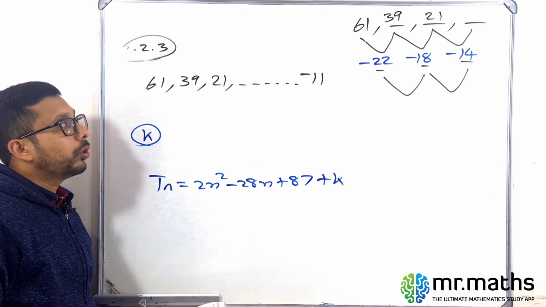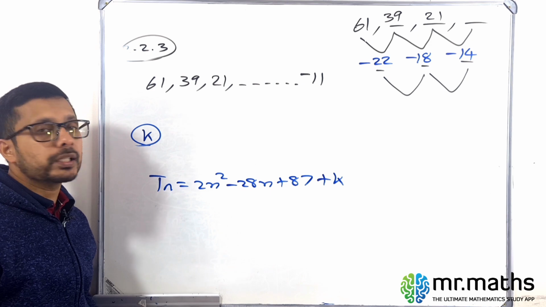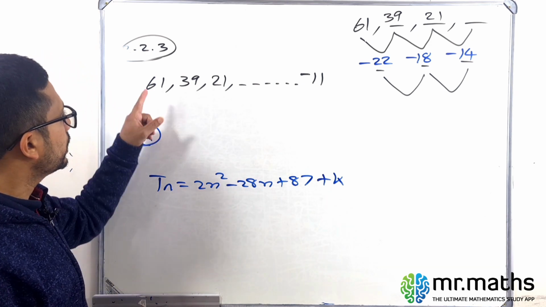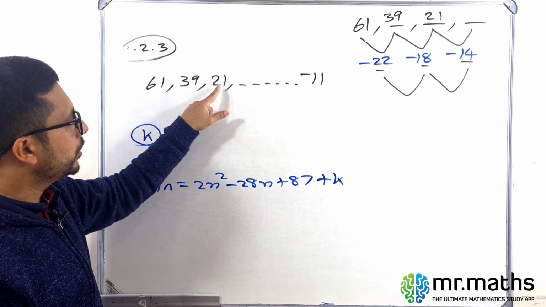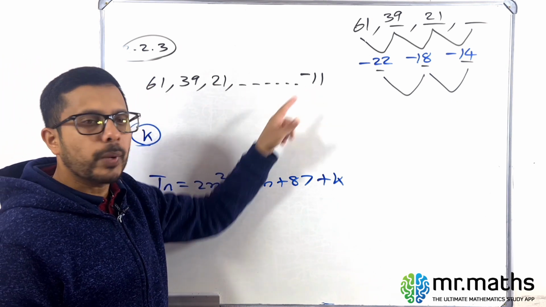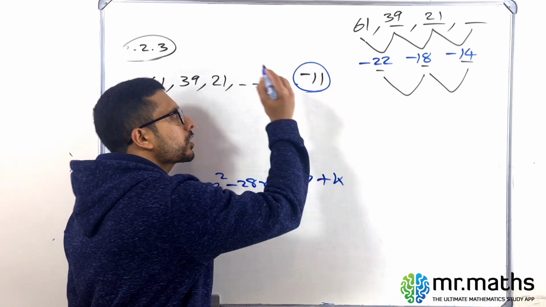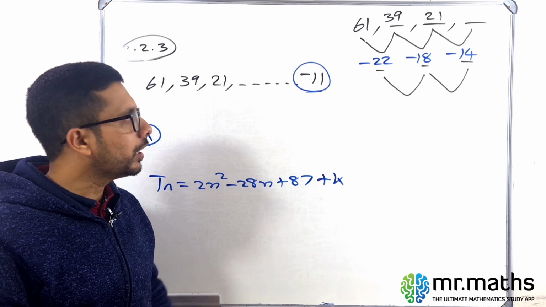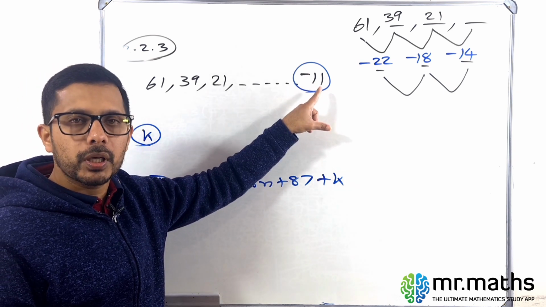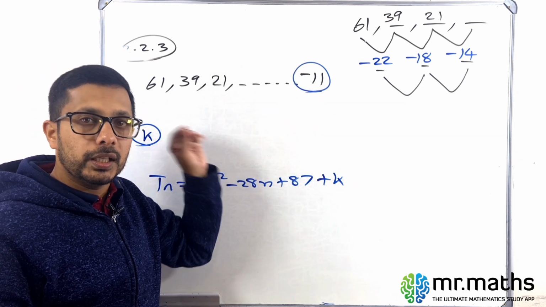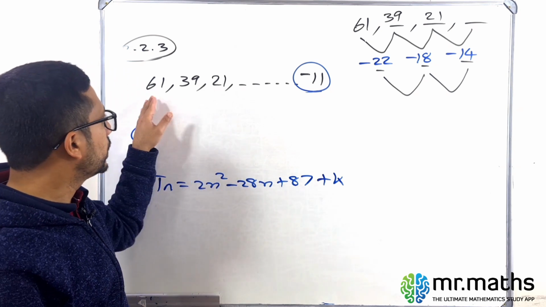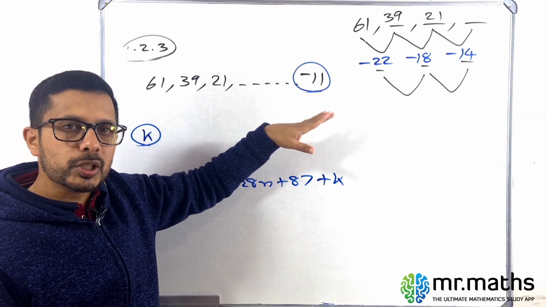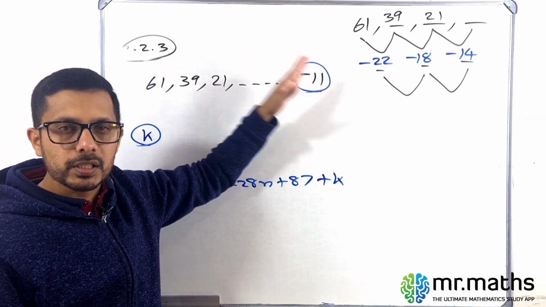Okay, so all the terms of the quadratic number pattern become positive. Here you can see 61, 39, 21, etc. This minus 11 is the smallest term in this pattern. Am I right? We got that in the previous question. So what they want is for all the terms in this quadratic pattern to be positive. So this minus 11 also must be positive. This is the smallest one.